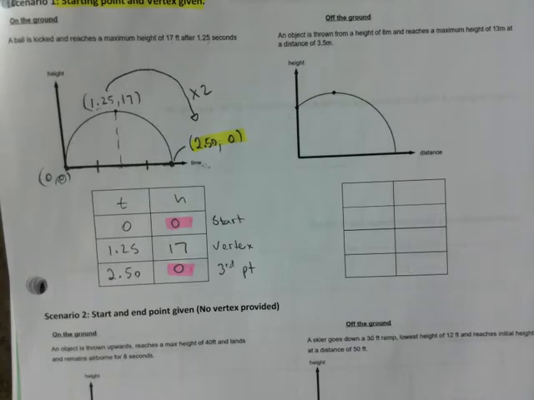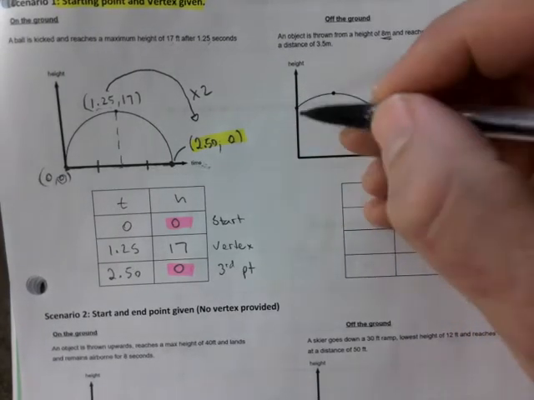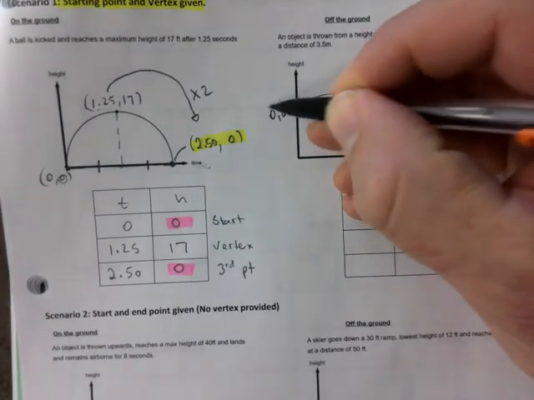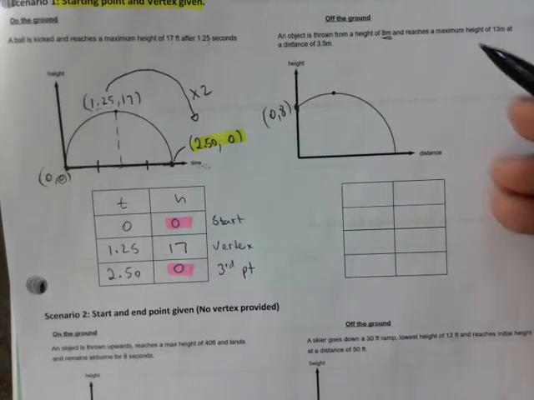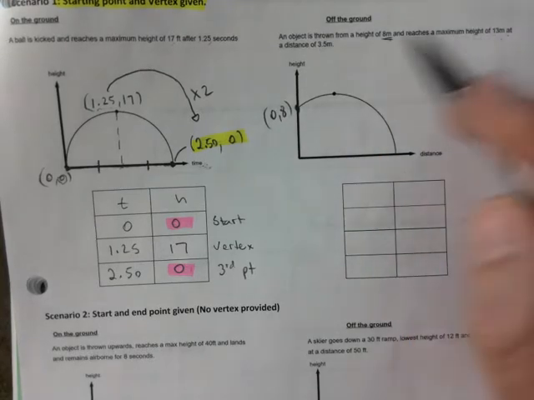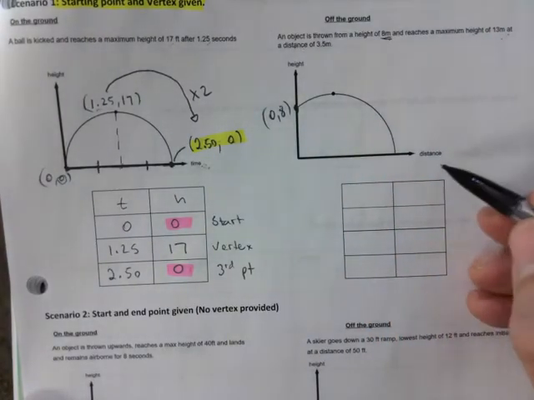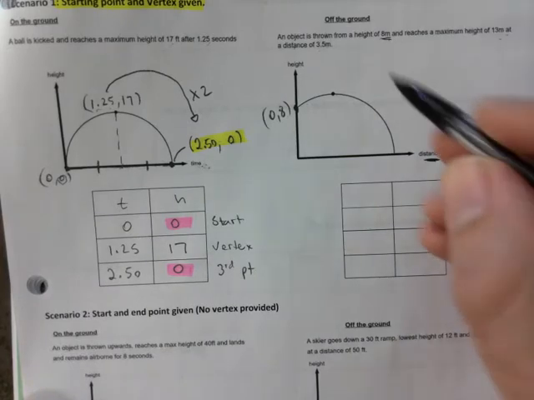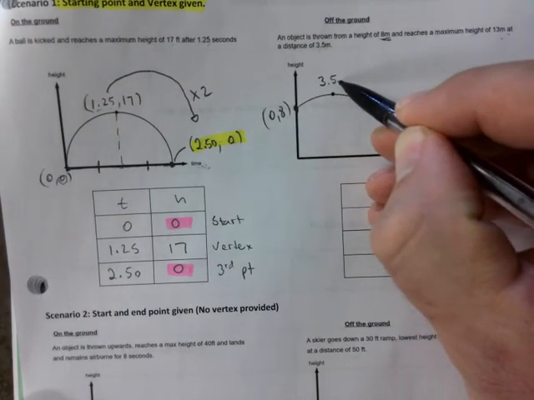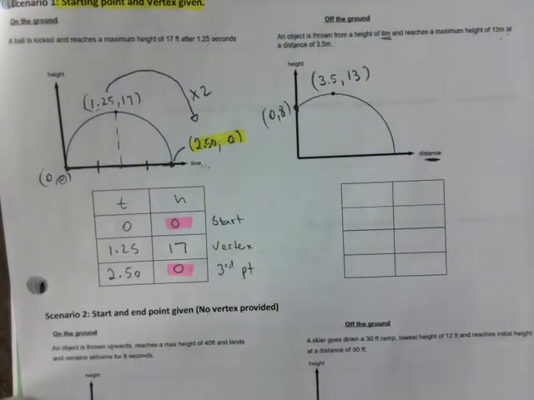Is this a blast from the past? I think a lot of you are probably like, yeah, I remember seeing this. Okay, how about: an object is thrown from a height of 8 meters? Oh, okay, so that tells me I'm not on the ground. I'm off the ground right there. And it reaches a maximum height of 13 meters at a distance of 3.5 meters. You're like, wait a minute, which one goes where? Well, distance is usually horizontal, and height is vertical. So you need to make sure you get this right. 3.5 meters horizontally, that's when you reach a maximum height of 13. So that's your vertex.